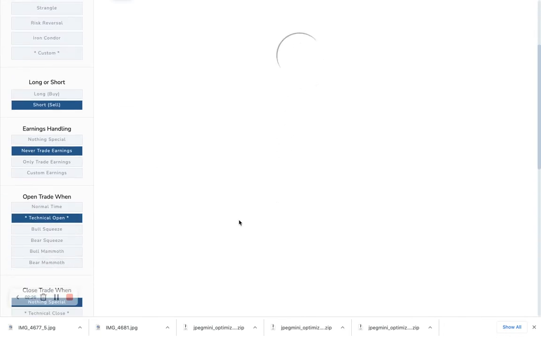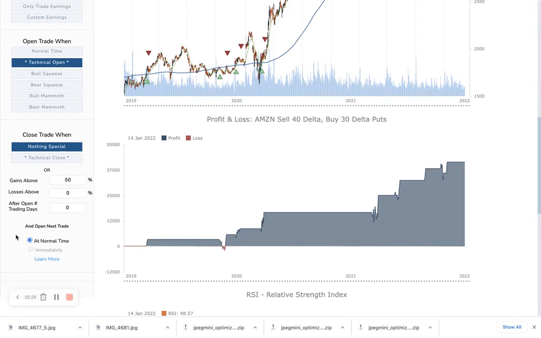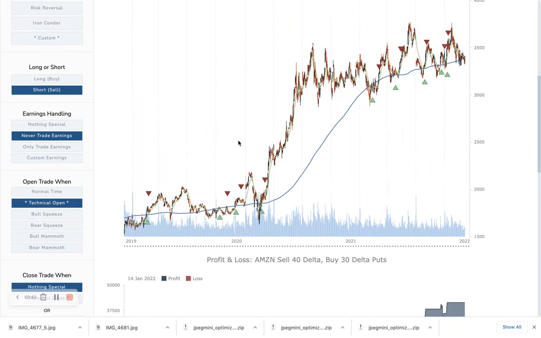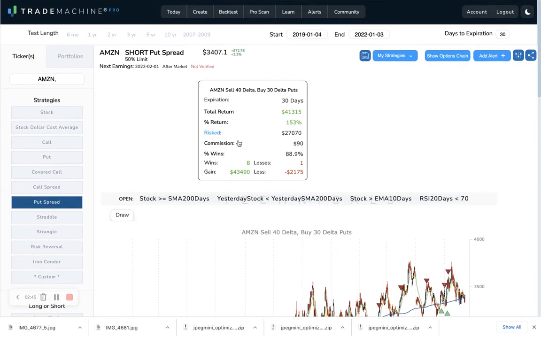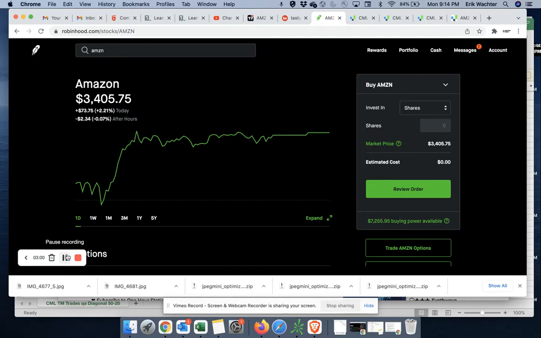And we can set the closing and opening parameters. So basically when we hit 50% gains, we're closing. Losses, we're letting this thing ride. If it starts to lose, I will sell a call spread against my put spreads. I've made a video about how to defend vertical spreads, and I'll link to that up here somewhere. So that's the main gist. So let's go to Robinhood, and I'll show you how to set this up.